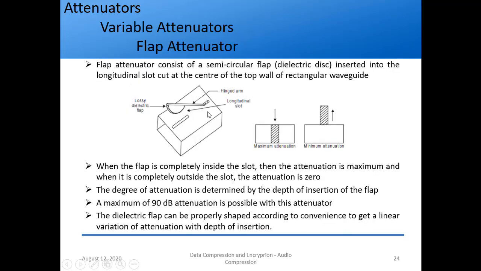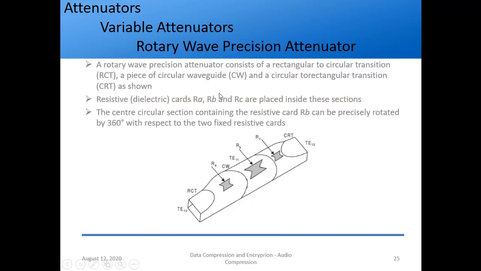Then I have the flap attenuator. The flap attenuator is placed on the top wall, right? A semicircular flap, which is nothing but a lossy dielectric, is placed, and I have a hole through which, if I move this flap, it can intercept the field. Again, if you see, it is placed exactly at the center of the broader dimension. If it is completely inserted, I have maximum attenuation, and when it is outside, I have minimum attenuation, right? This is a very important attenuator, because we will see phase shifters etc. also. I talked about the phase shifter yesterday, and it is based on this only.